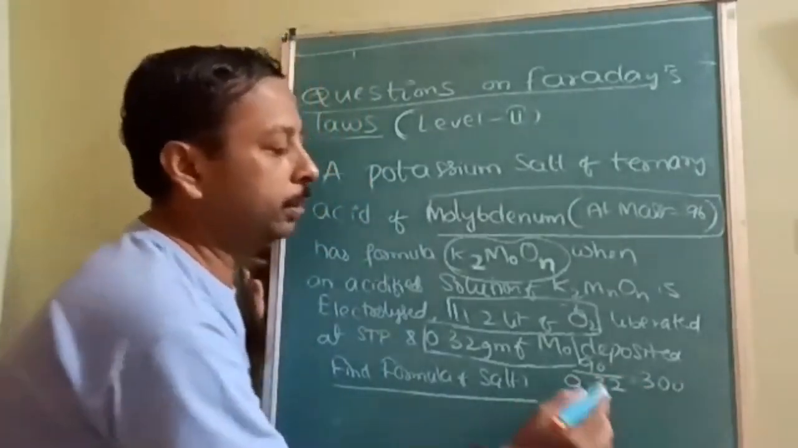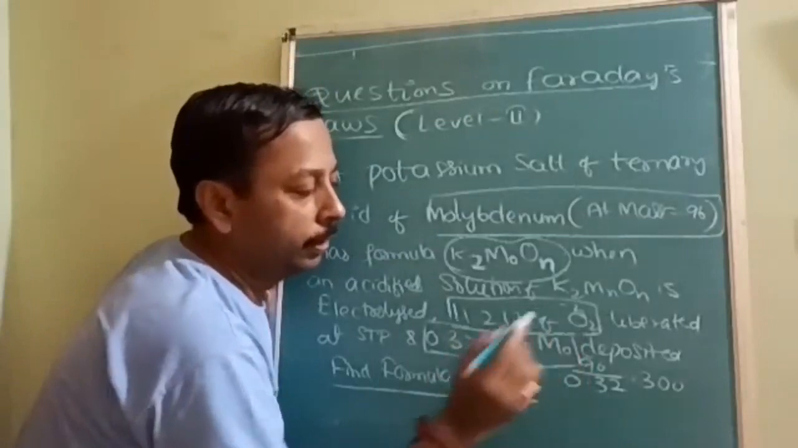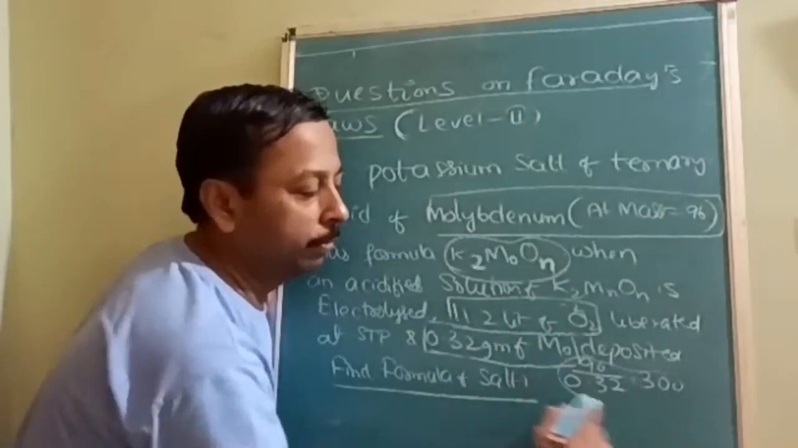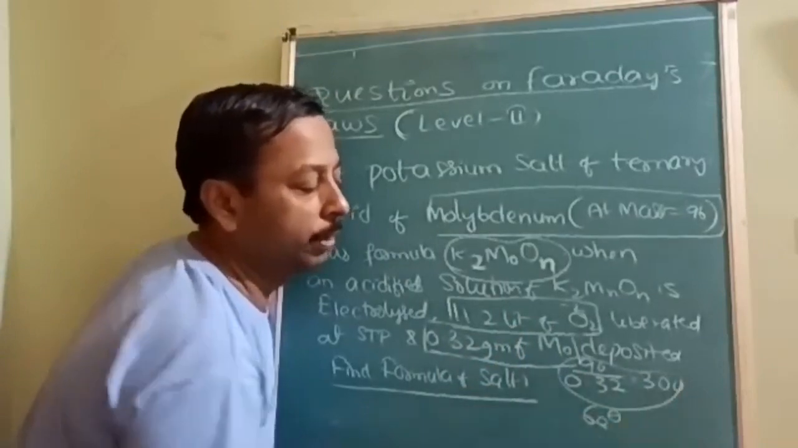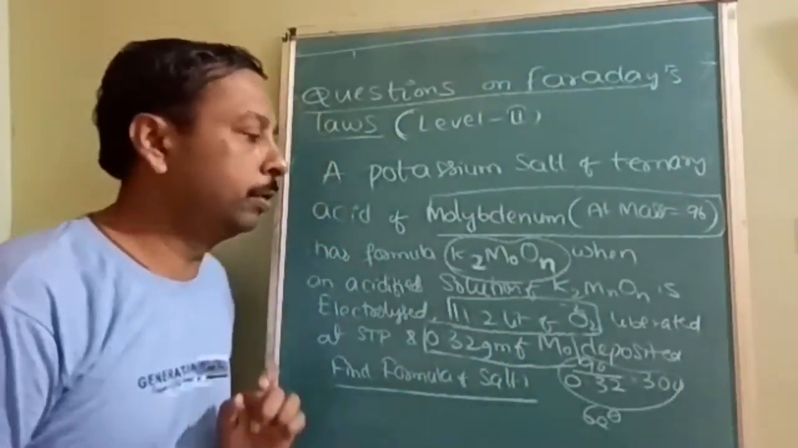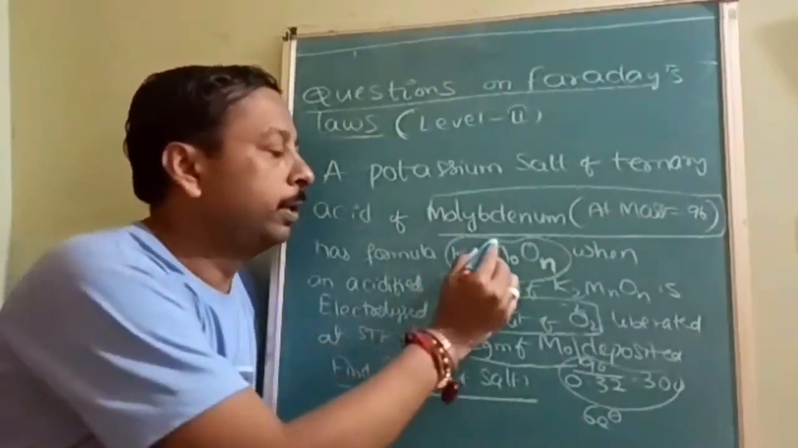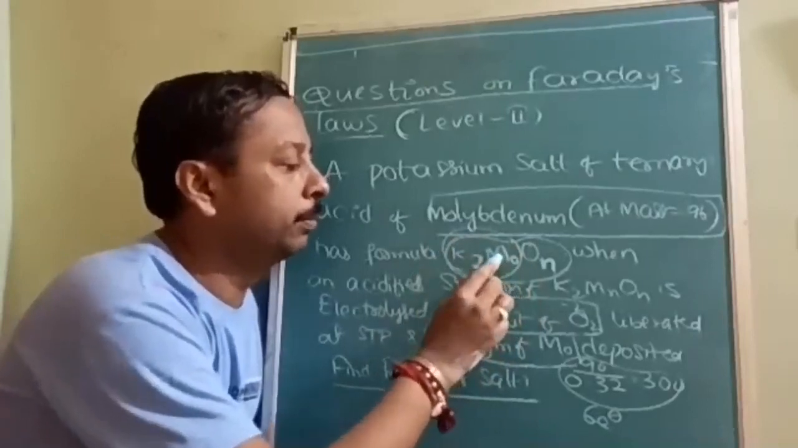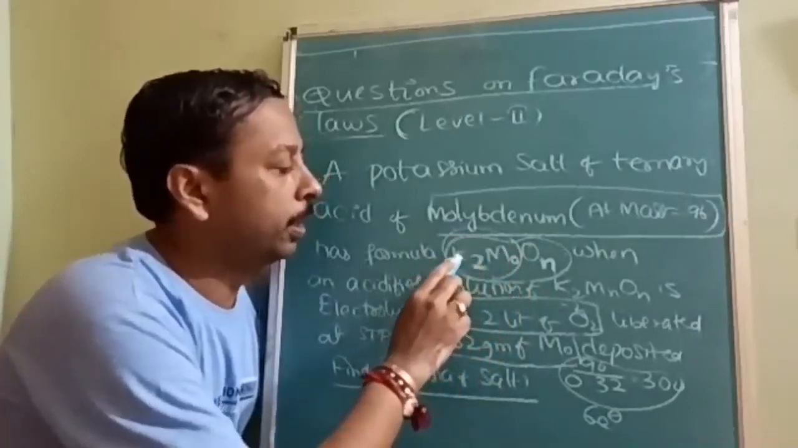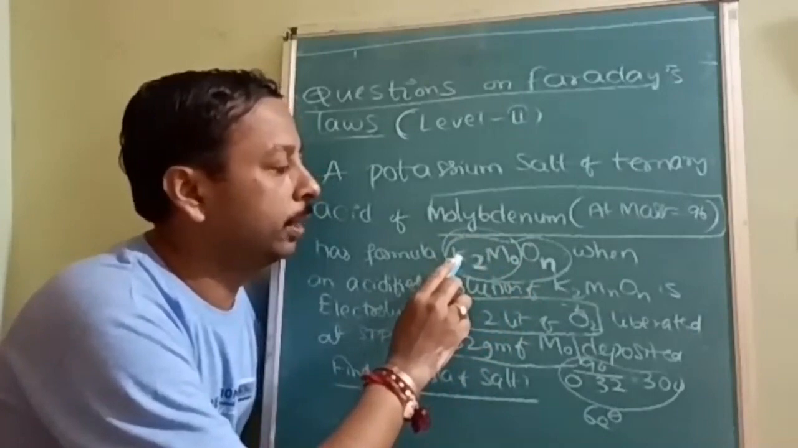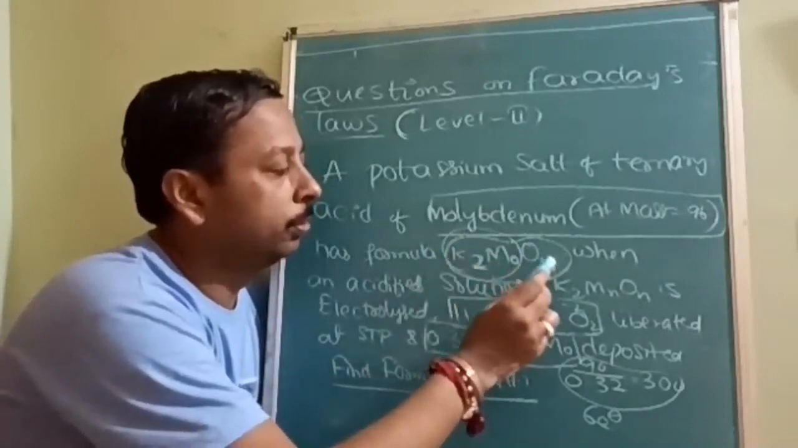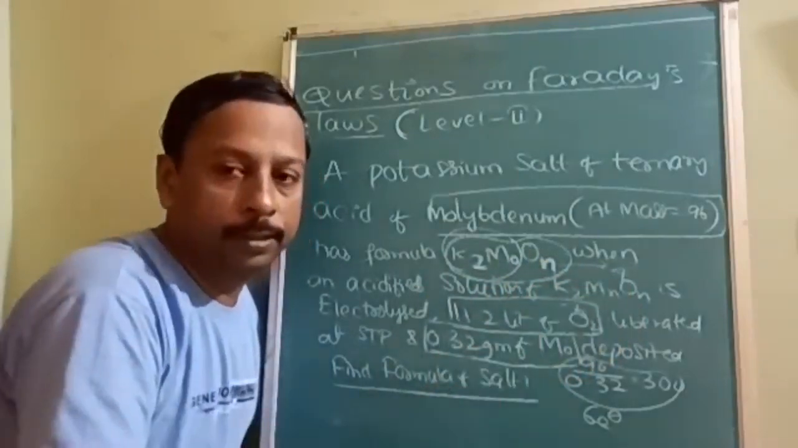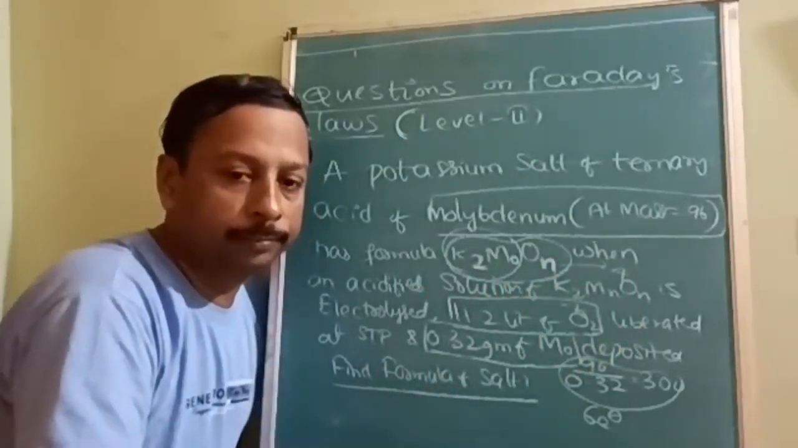And here, for each and every oxygen, 2 electrons are required. So there will be 6 moles of electrons. That means for molybdenum it is 6 moles of electrons, for potassium it is 2 moles of electrons, total 8. To keep the total at 8, what should the n value be? 4. Is this clear, or should I explain it in the other way?